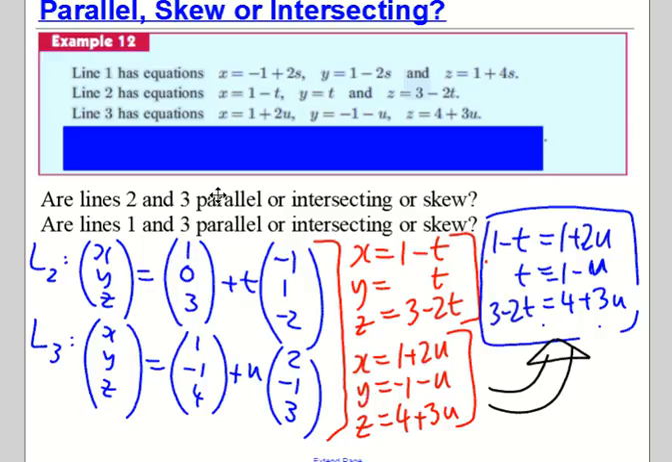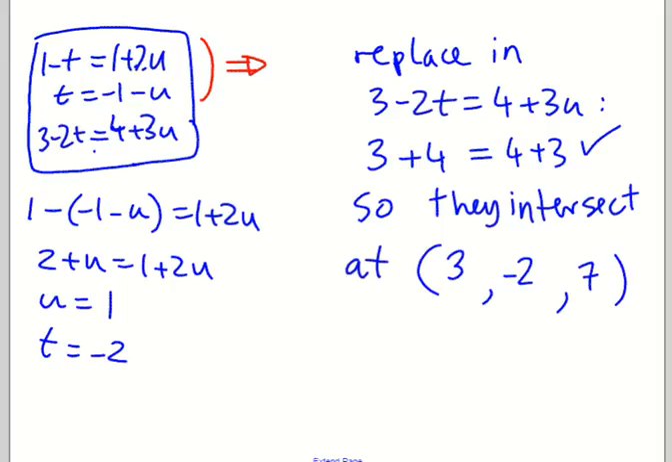So we can set up this system. The easiest way to solve that system is to take a pair of the equations, solve them simultaneously for u and t, and then replace those values in the final equation and see if it works. And it does. So we found u equals 1, t equals minus 2 satisfy all three of these equations simultaneously. Therefore, these lines do intersect.